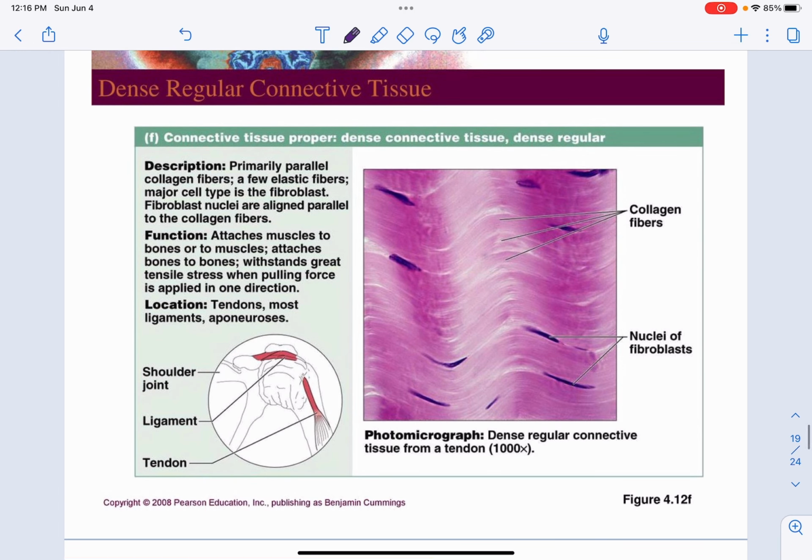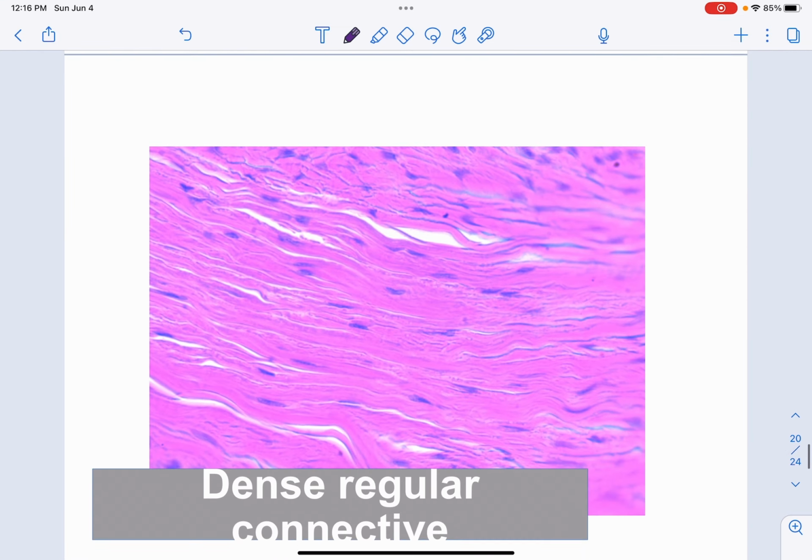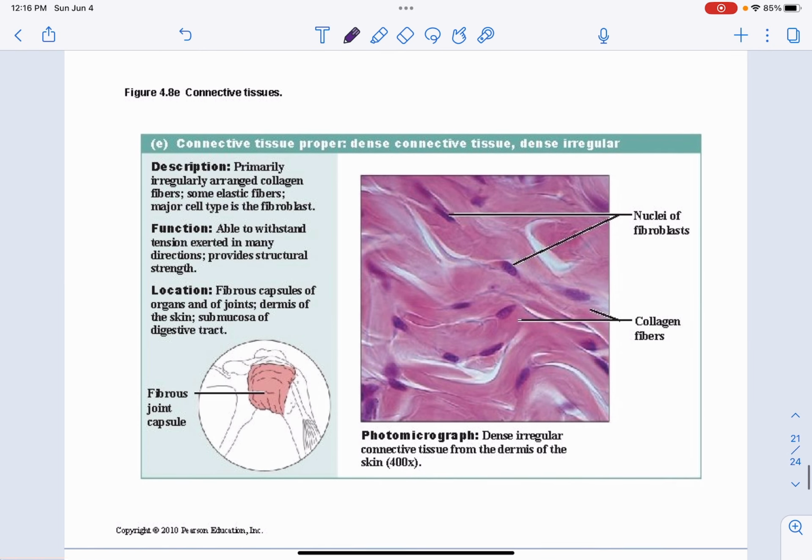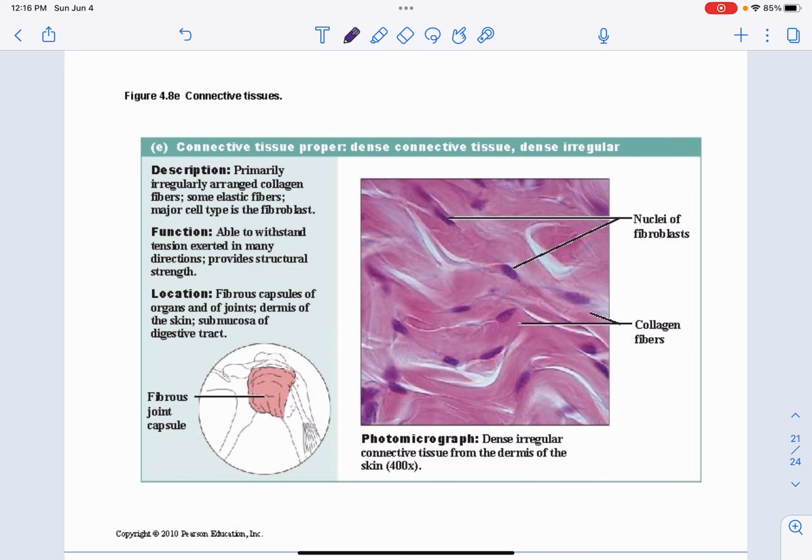Here's another image of dense, regular connective tissue. Again, you can see all of the fibers running in the same direction. This is going to help attach muscle to bone or muscle to muscle, and it is going to have a lot of strength to it so that if there is any kind of pulling force, it can withstand that. You can make out some of the nuclei of the fibroblasts as well. Here's yet another image. Then we'll move on to dense, irregular connective tissue.